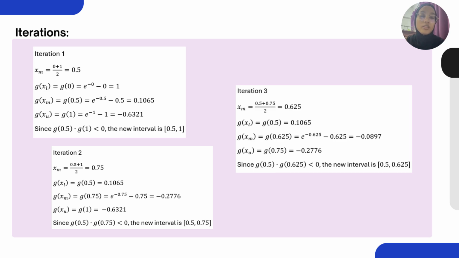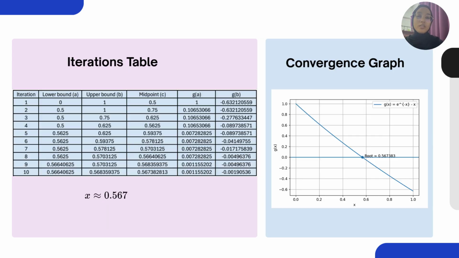Since the sign change still occurs between the lower bound and the midpoint, the interval is further reduced to 0.5 and 0.625. This process continues, and with each iteration, the interval becomes smaller, which brings it closer to the actual root. This is the iteration table that includes several iterations.